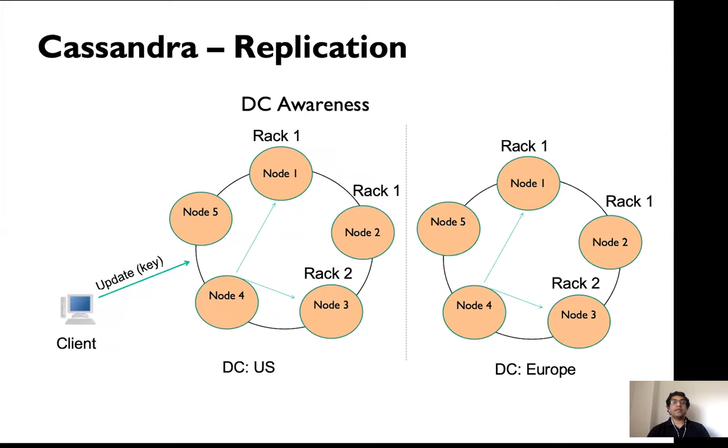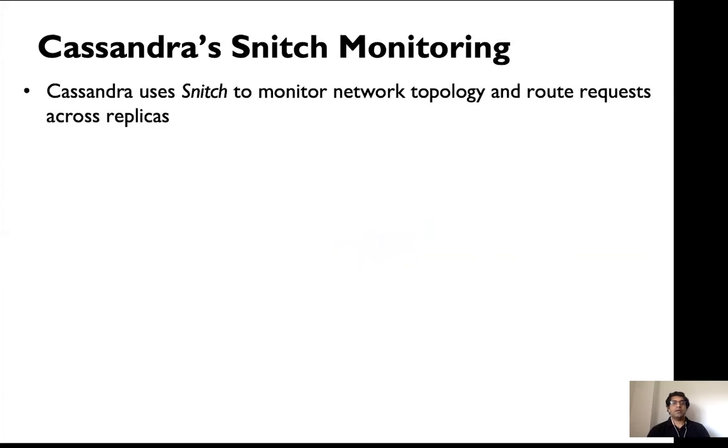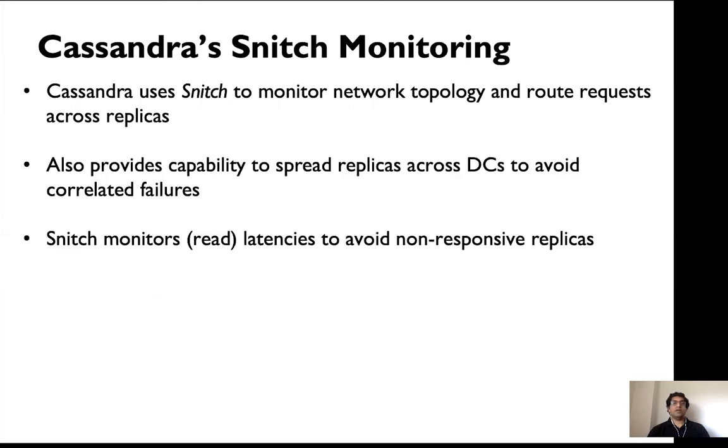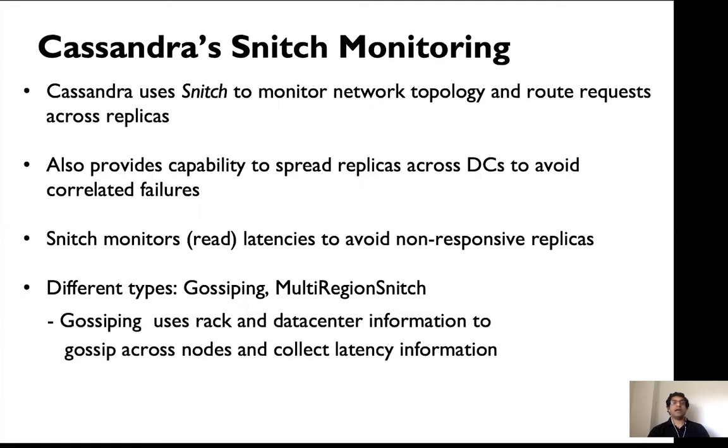Further, it also provides data center level awareness, which means that the data could be replicated across multiple data centers. Given the geographically distributed nature of Cassandra, it also needs to monitor network topology and route requests, for which it uses a mechanism called Snitch. Snitch monitors read latencies and avoids non-responsive replicas. There are different types of snitching, for example, gossip, multi-region snitch. For example, the gossip snitch uses rack and data center information to gossip across nodes and collect latency information.